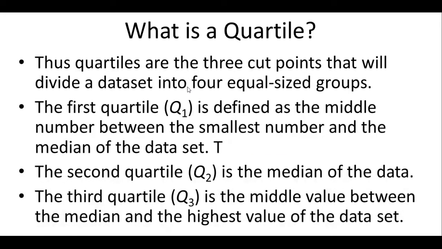So first, to understand a box plot we have to understand what a quartile is. Quartiles are the three cut points that divide a data set into four equal sized groups. That means take the data set and cut it into four equal parts and you will get quartiles.